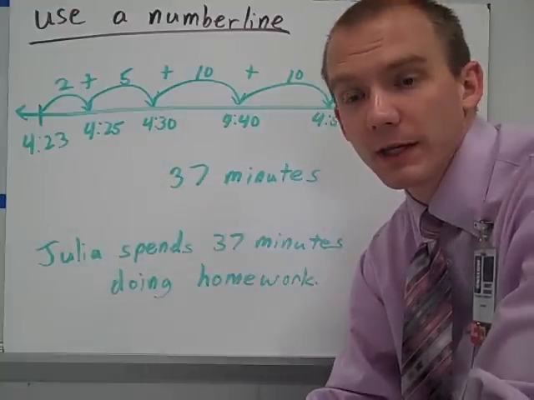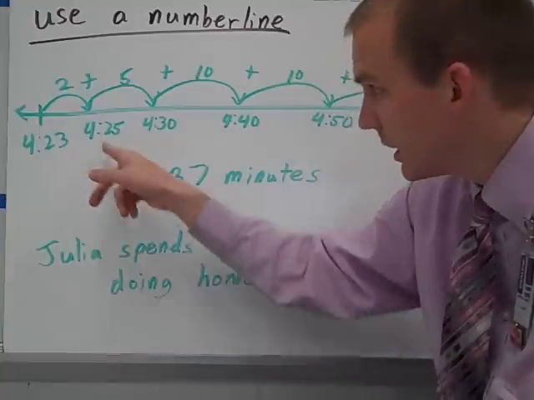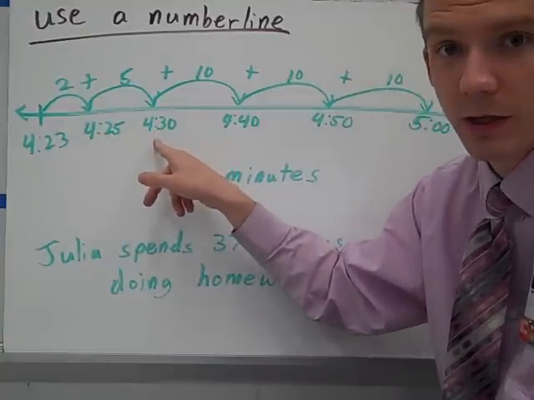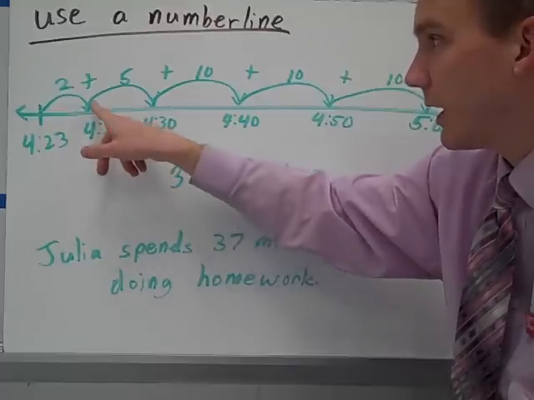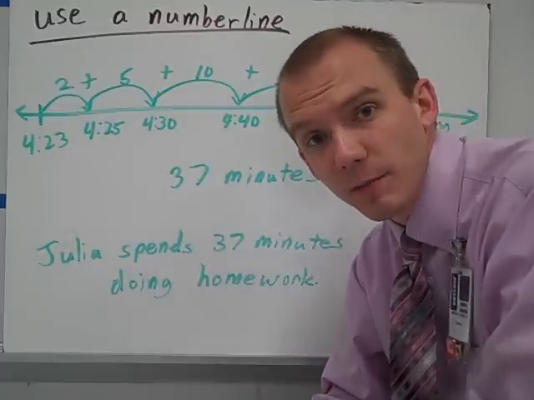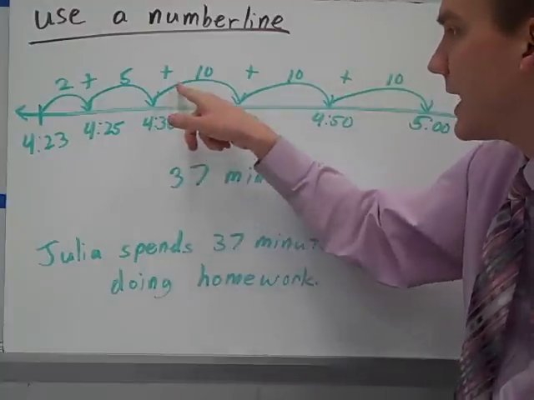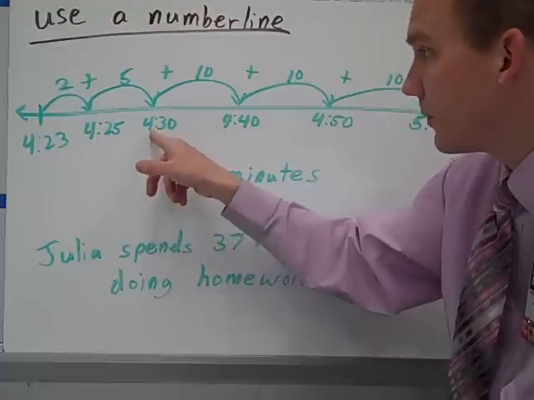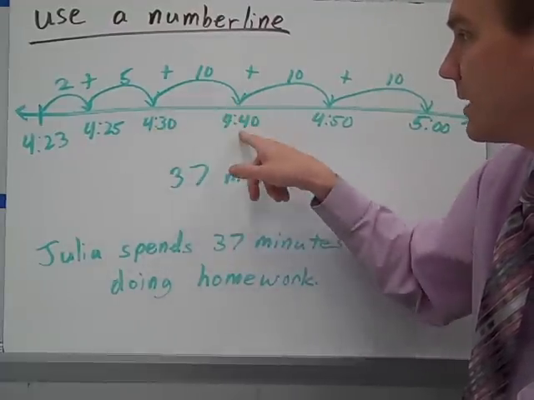And then I want to count by 10, so I jump to an even 10 next. So from 4:25, I just jump 5 more to 4:30. So I've jumped 2 to 4:25, 5 more to 4:30. I'm not at 5 o'clock yet, so I still need to keep jumping. So now I jump 10 more, because it's easier to count by 10s, and it's faster. So I go from 4:30 to 4:40, that's 10 more minutes.